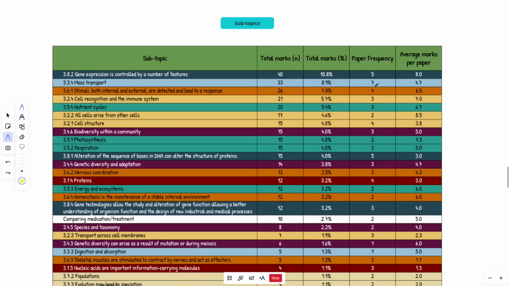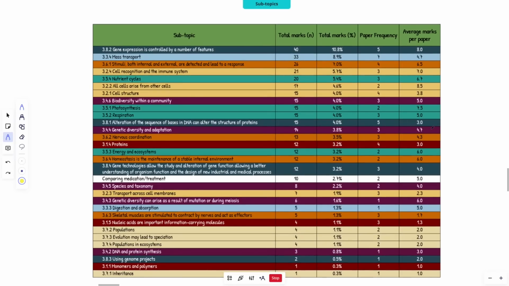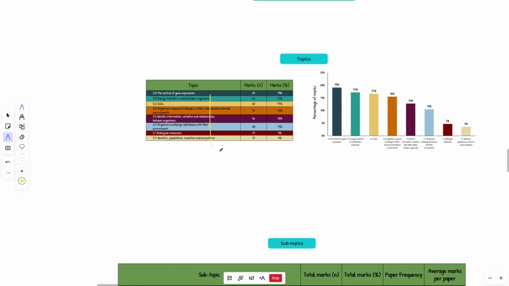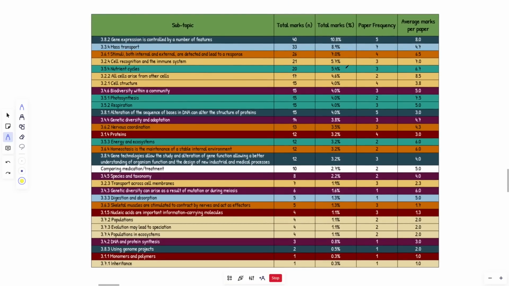This just tells you how many papers they've come up in, and average marks per paper is the total marks across the 7 years. By the way, if this wasn't clear, 2017 to 2023, 7 paper 3s in total I've looked at. I sort of forgot to mention that at the beginning of the video, but I'm hoping you've seen my other paper 1 and 2 videos. So this should help you. Again, take a screenshot, send it to your mates, hopefully it helps them out. Everything's color coded based on these colors here of these overarching topics, and work your way through it.